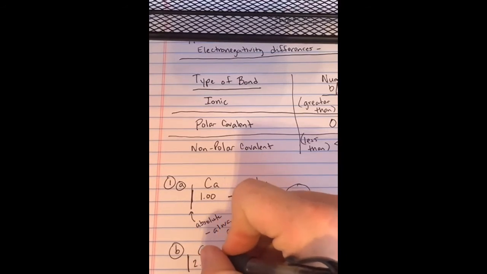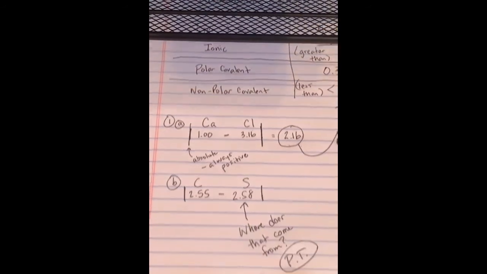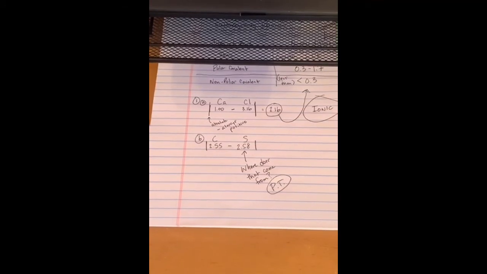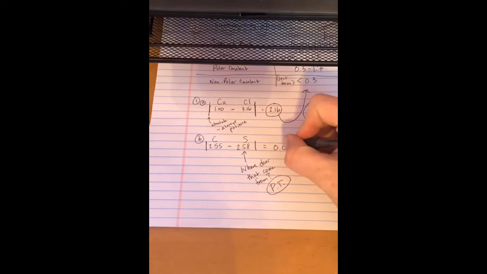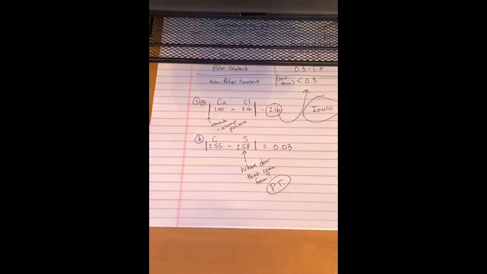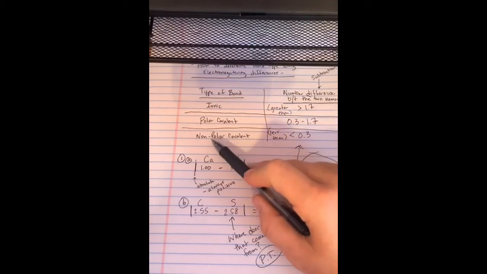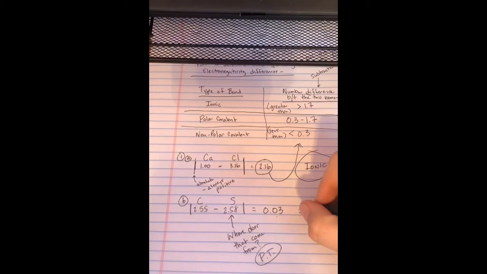So 2.55 is going to be our electronegativity for carbon, and sulfur is 2.58. So the absolute difference here is 0.03. Okay? So if it's 0.03, and we go look at our table up here, this number is less than 0.3, which means that this bond would be a non-polar covalent bond. Okay? So it is a non-polar covalent bond.